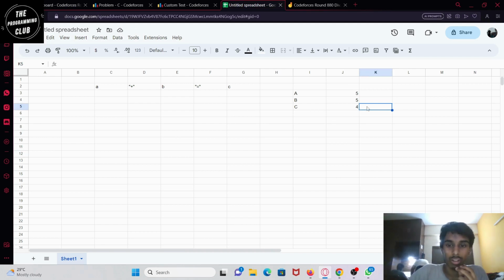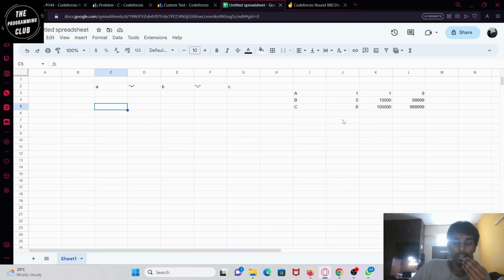So basically, we output -1 when capital C is smaller than the maximum number of capital A and capital B. And also, we output -1 when capital C is bigger than the maximum of A and B plus 1. C can be the maximum of A and B plus 1, but it cannot be the maximum of A and B plus 2. Okay, so that is what you should understand.